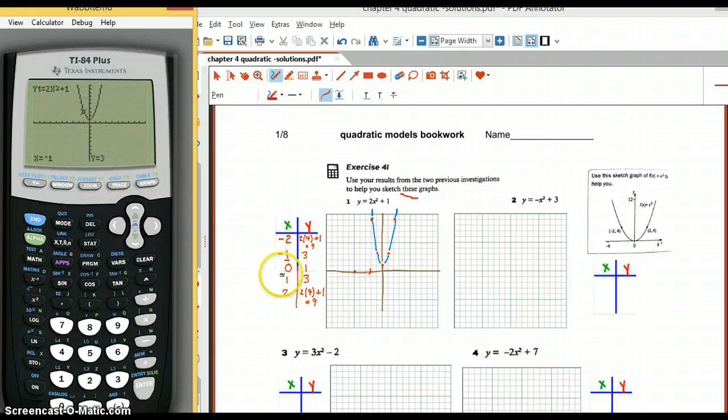What about the vertex? Is the vertex at 0, 1? So we can type in 0, enter. Yeah, it is 0, 1. Oh, what if we test this point here? Is this point going to be 2, 9? Yeah, it's 2, 9.